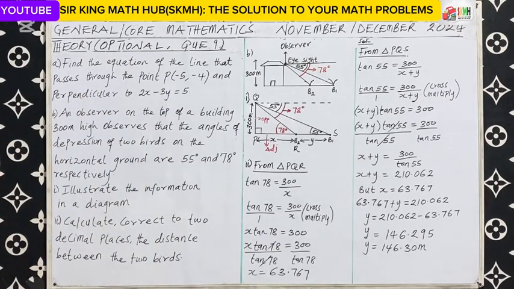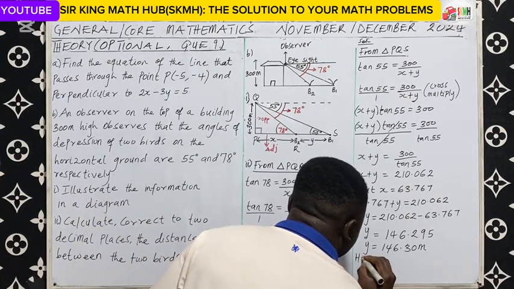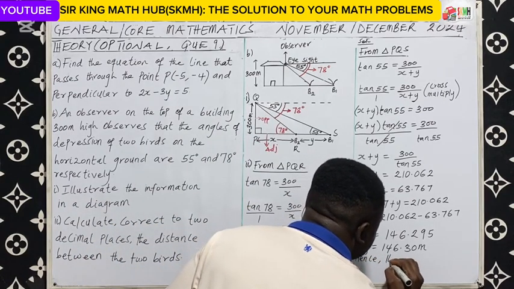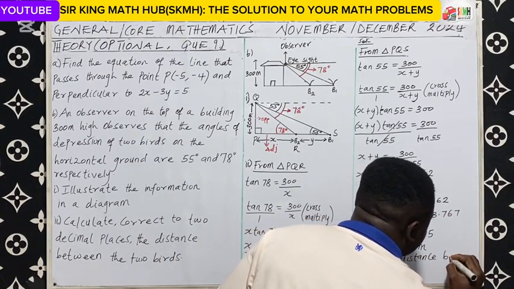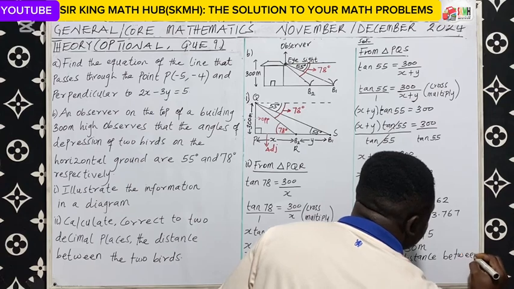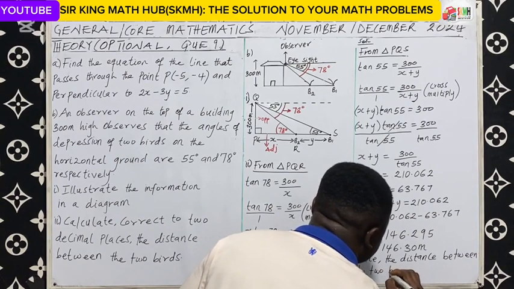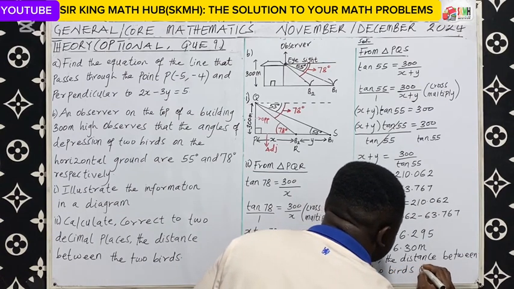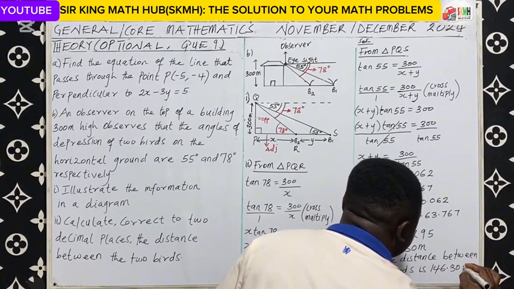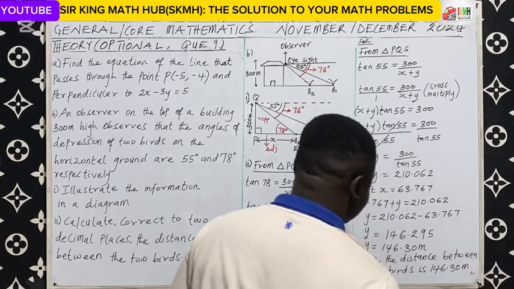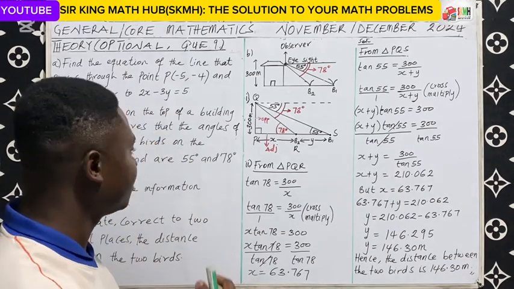So what is the conclusion? The distance between the two beds is 146.30 meters. I think this was a very nice and interesting question.